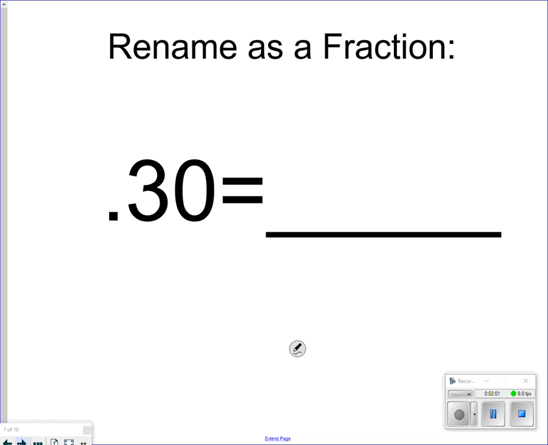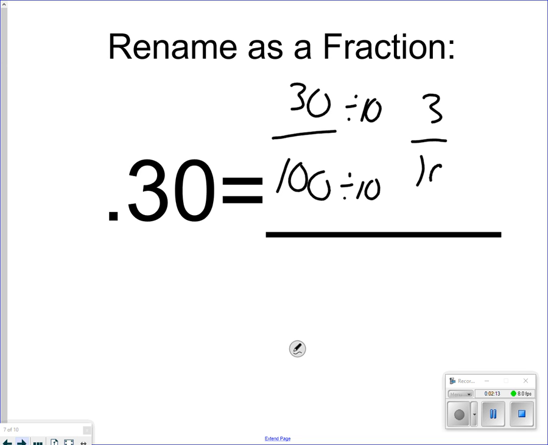Rename as a fraction, we got 0.30. So this would be 30 over 100. I can divide each of these by 10. 30 divided by 10 is 3. 100 divided by 10 is 10. So I have 3/10.